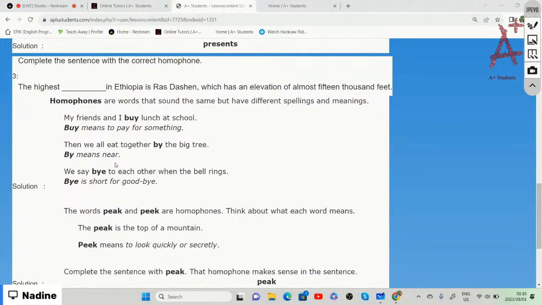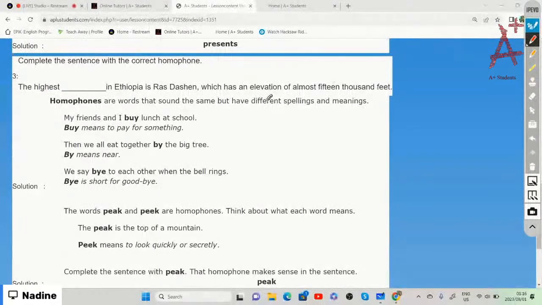Now, if we match one of these words to our sentence, the highest peak in Ethiopia is Ras Dashen, which has an elevation of almost 15,000 feet, then it means that we are going to choose the word peak, which is the top of something, right?